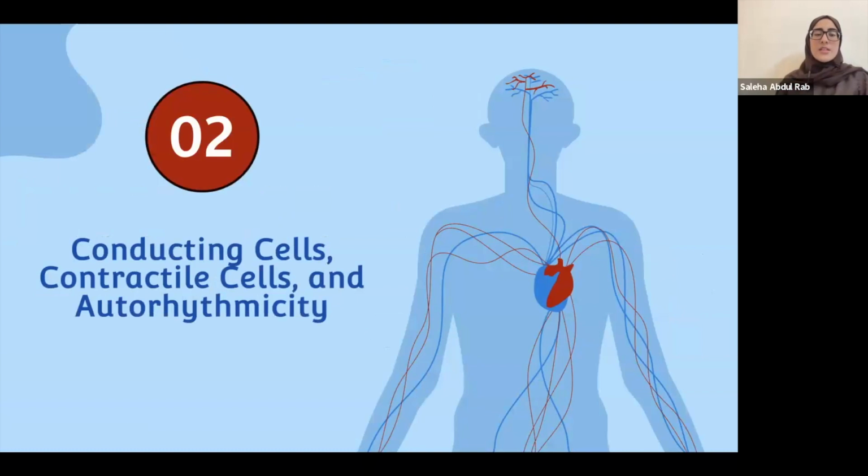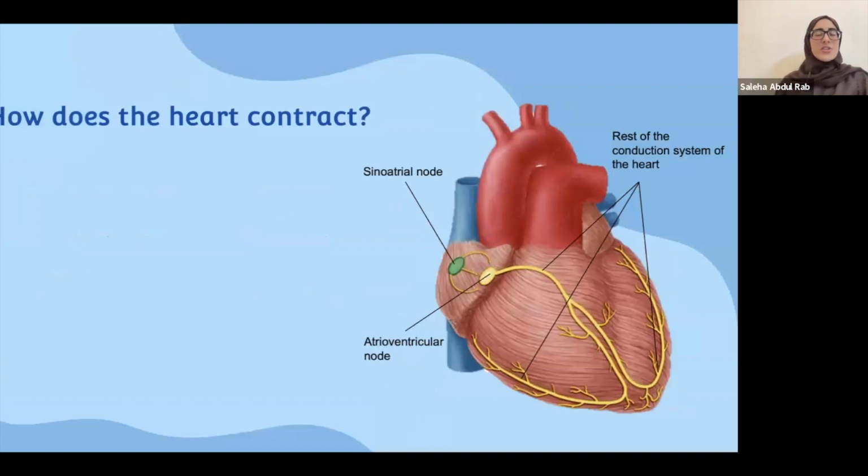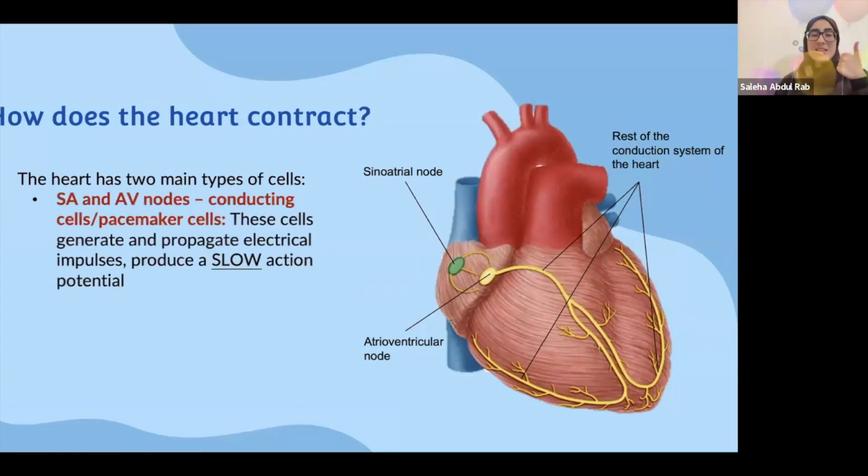Okay, coming to conducting cells, contractile cells, and autorhythmicity. So how does the heart contract? What really happens in the contraction process of the heart? The heart has two main types of cells. The first type is the contractile cells, and the second is the conducting cells, or pacemaker cells.